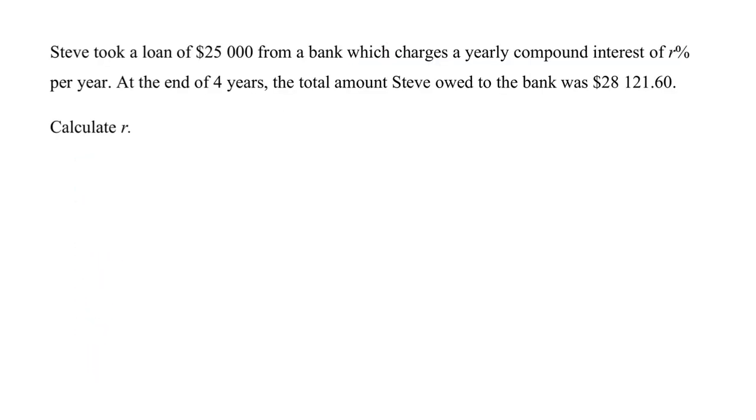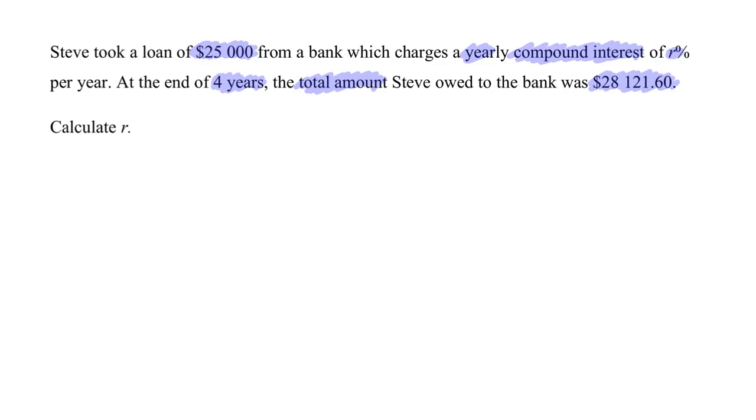Hello everyone, welcome to this video where we are given that Steve took out a loan. $25,000 compound interest yearly R%, and at the end of 4 years the total amount is also given. Okay, this is the total amount that is owed.